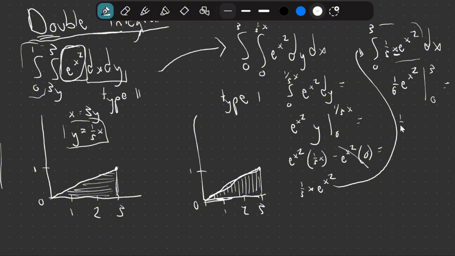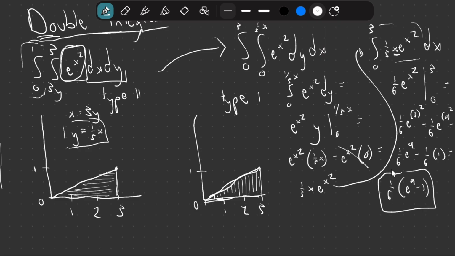So it'll become 1/6 e to the power of 3 squared minus 1/6 e to the 0 squared, which equals 1/6 e to the ninth minus 1/6 times 1, because anything to the power of 0 is 1, which equals 1/6 e to the power of 9 minus 1. And that is the final answer for this double integral.